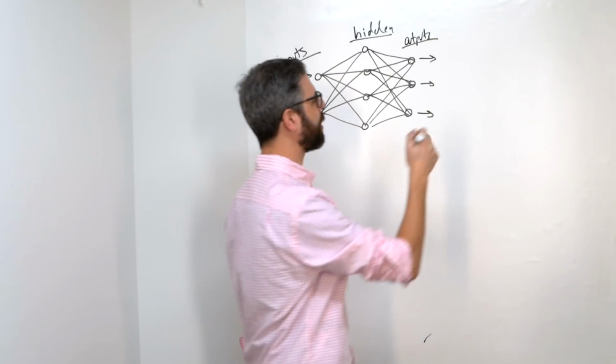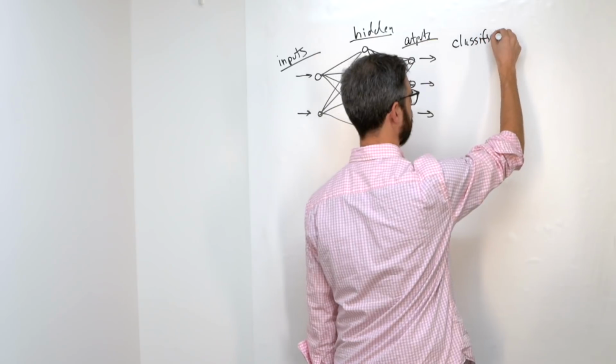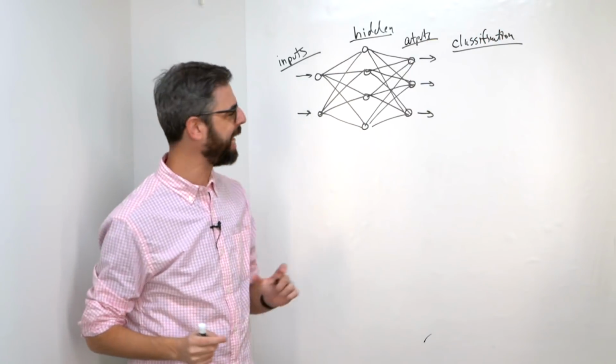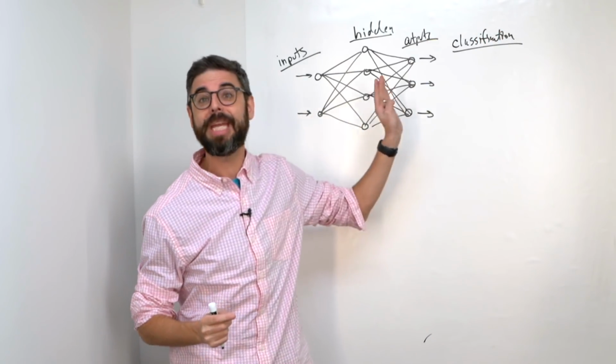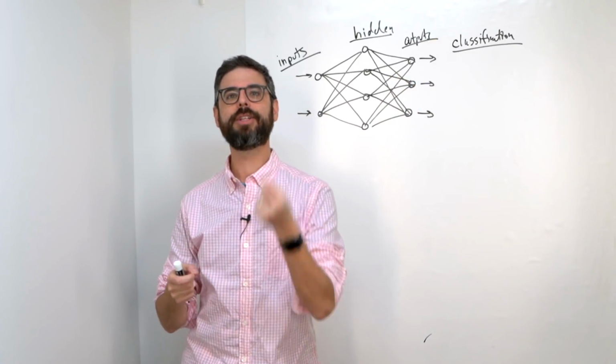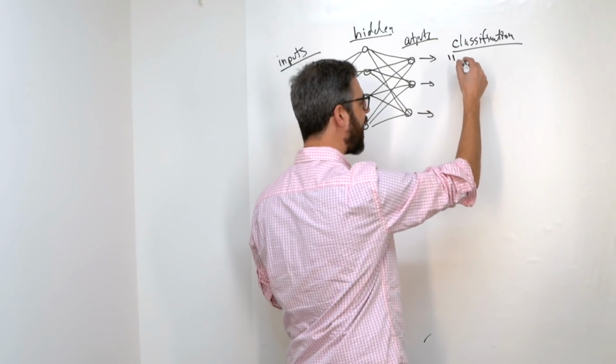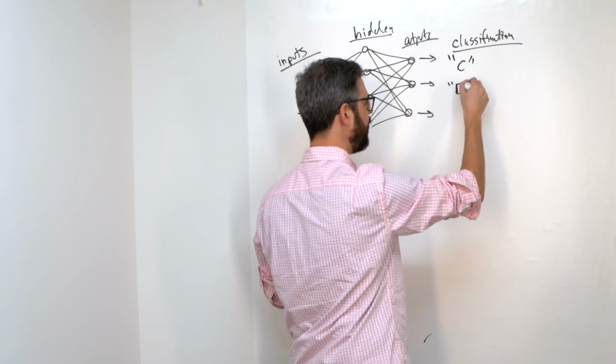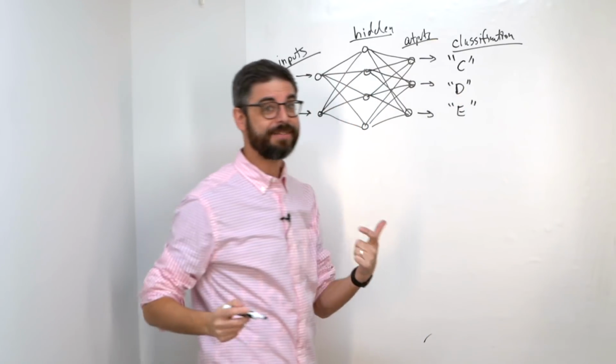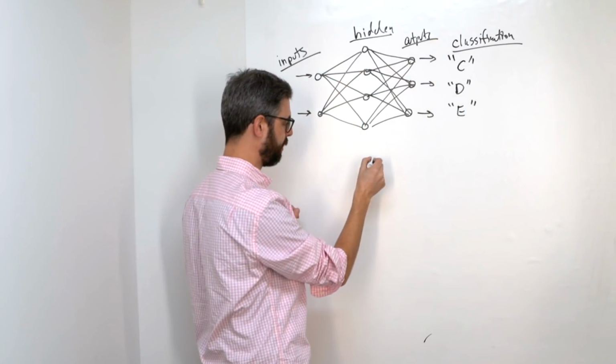First, let's recap classification. The idea of classification is that the neural network is going to receive some input and end up with a discrete categorical output, meaning it's going to assign a label C, D, or E. We can think of that as there's 3 light bulbs.